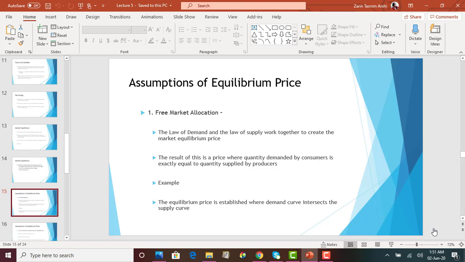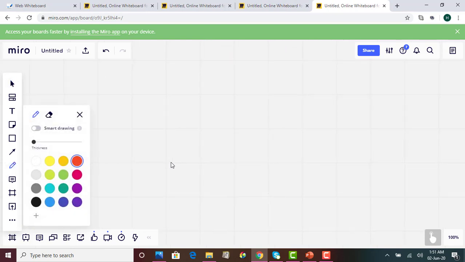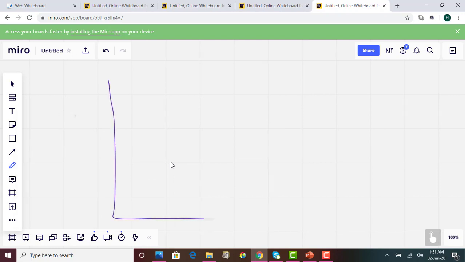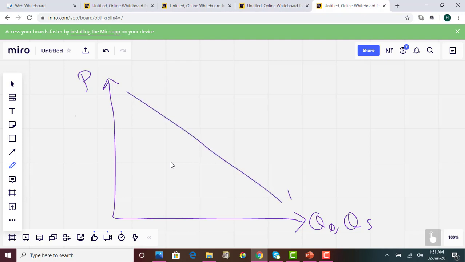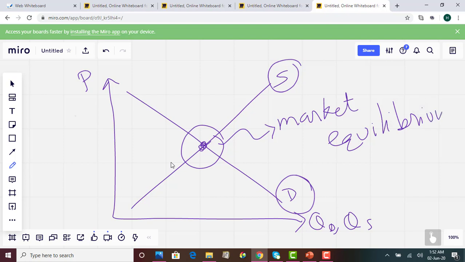So I wanted to do a quick example, and I also wanted to show you a graph so you understand what a market equilibrium looks like. When we talk about market equilibrium, we know that on the x-axis we have quantity demanded and quantity supplied, because now we are going to plot the demand and supply curves on the same graph, and on the y-axis we always have price. We know the demand curve is a downward sloping curve, and the supply curve is an upward sloping curve. The point where the supply curve intersects the demand curve is called the market equilibrium.